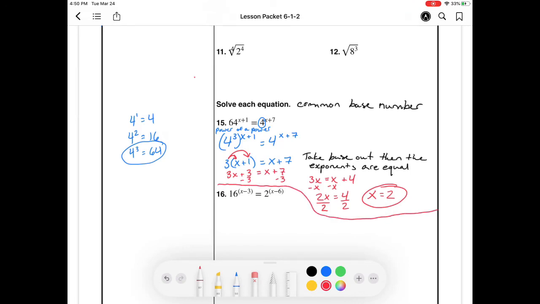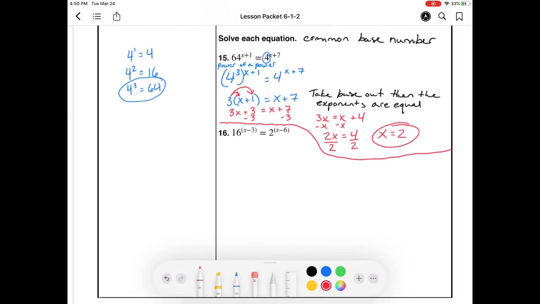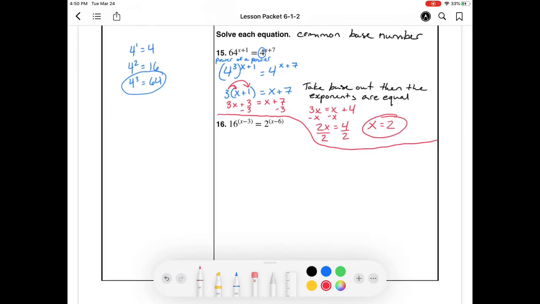Now let's take a look at problem number 16. It's the same situation where we need to find a common base number. This time we'll use 2 as our common base because it's the smaller number. So we have to figure out 2 to what power equals 16.